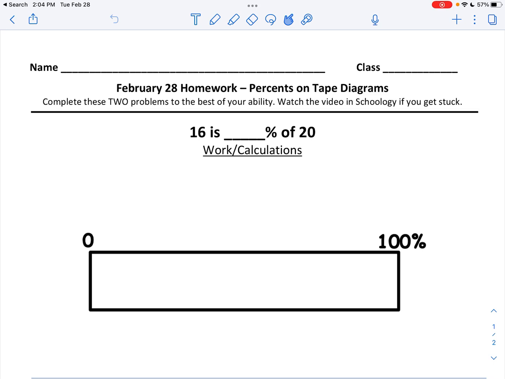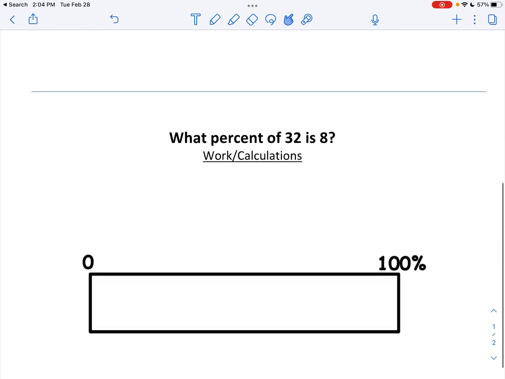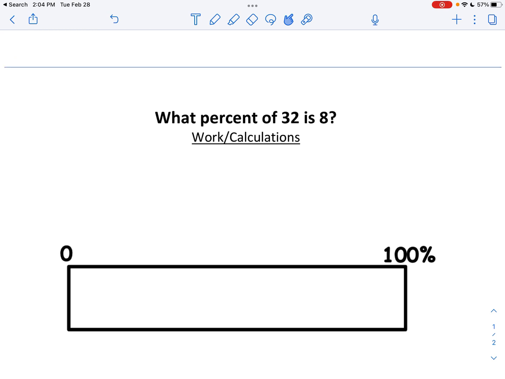Hello, sixth graders. Today's homework is about finding specific percents on tape diagrams. There are two problems I want you to do. We're actually going to do the second one here. This problem says, what percent of 32 is 8?